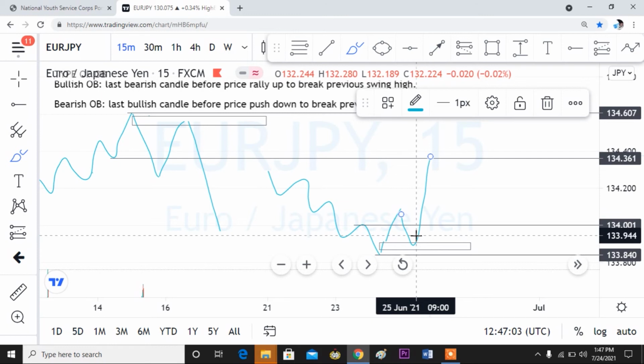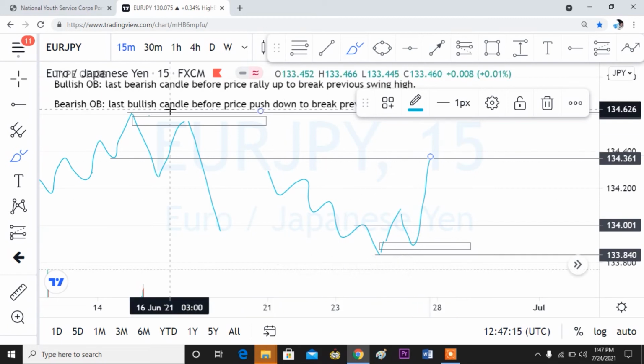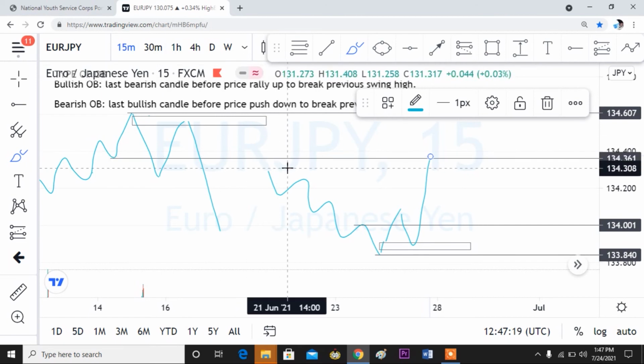Now let's show you practically how you can trade using this smart money concept, order blocks, on the real time chart. As you can see, this is Euro JPY, and presently we are on the 15-minute time frame. Making use of this strategy, it does not really matter which time frame you're using. You can use the 4-hour time frame to locate your order blocks, and then move down to the 15-minute time frame to refine your entry.